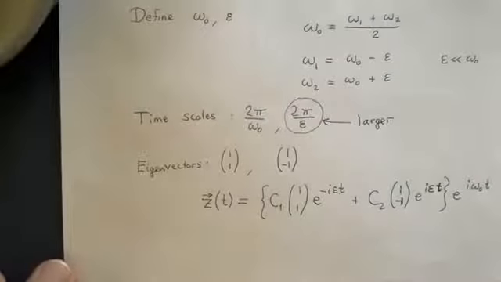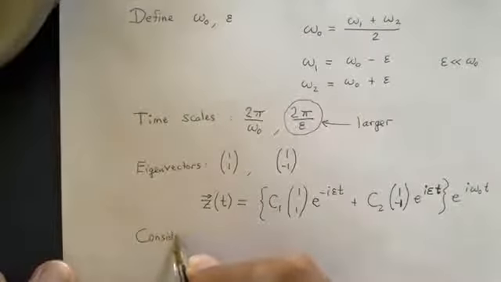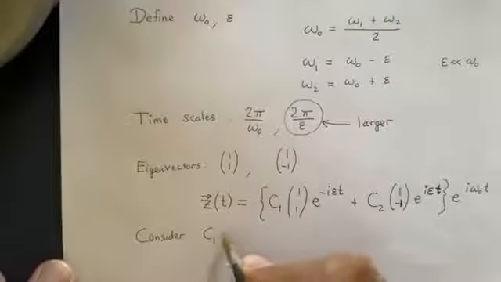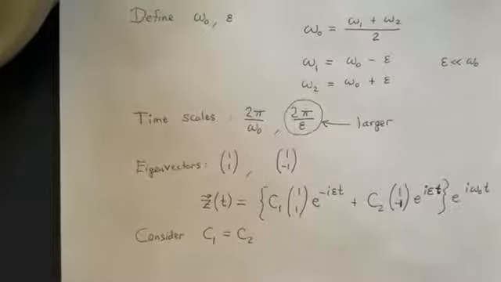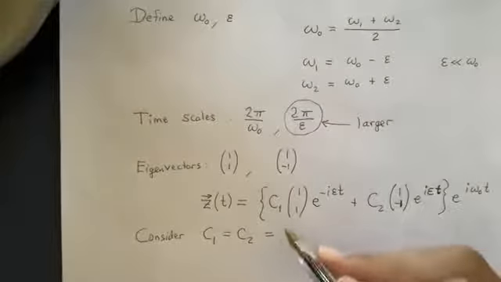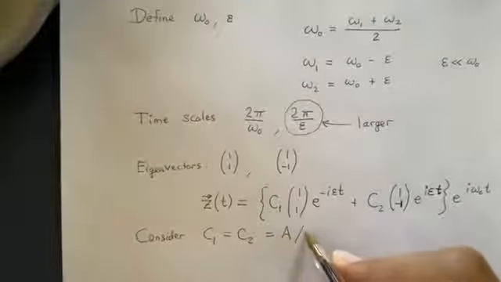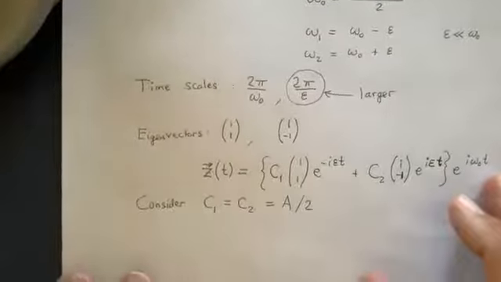This will enable us to draw some pictures. Okay, let's say they're both equal. And it turns out it's useful to define, this is our definition of capital A. We define this to be capital A over 2. In other words, capital A is defined to be 2 times C1. Okay, and it's assumed that C1 equals C2. Okay, having said that, we can write our equation as follows.